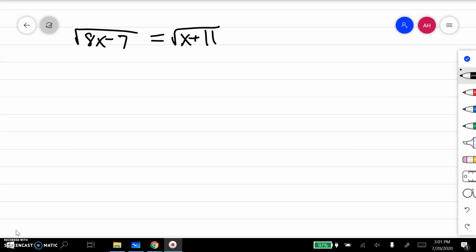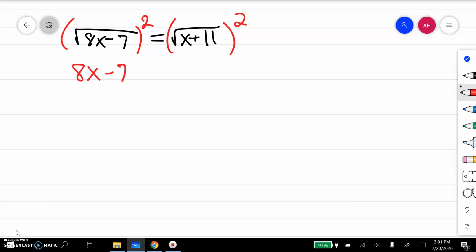So here this is a square root. So to get rid of the square root, I'm going to square both sides. Okay. Well, the nice thing about having just a square root on both sides is that the square root is gone on both sides once you square it. So we just have 8x minus 7 equals x plus 11. Then we'll solve this like normal.